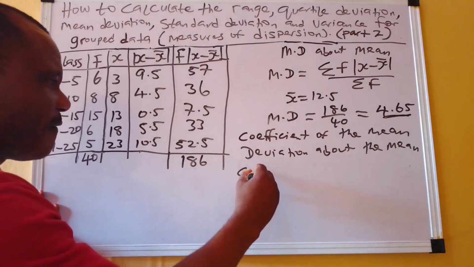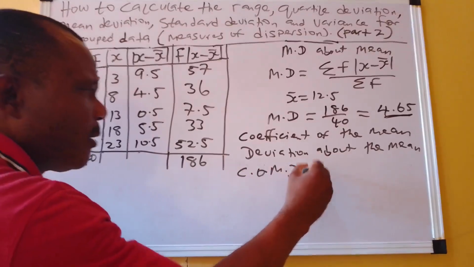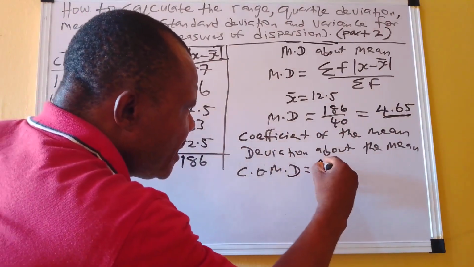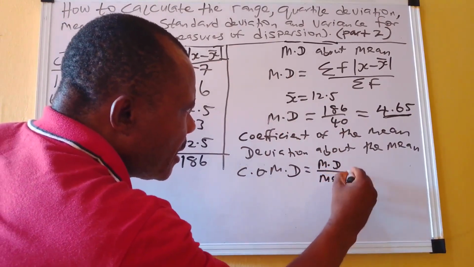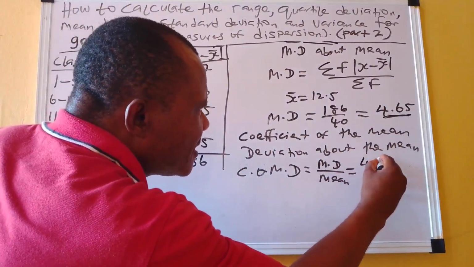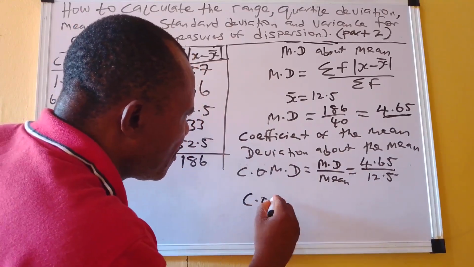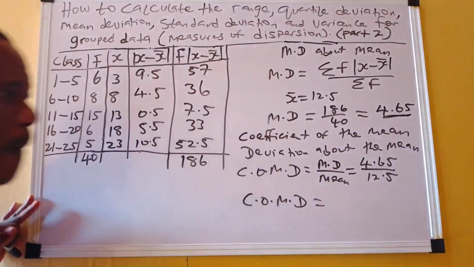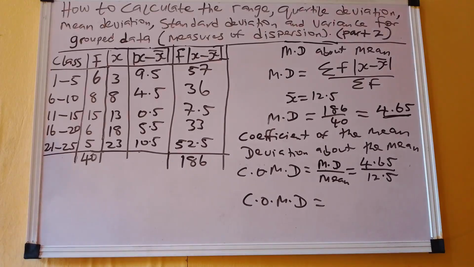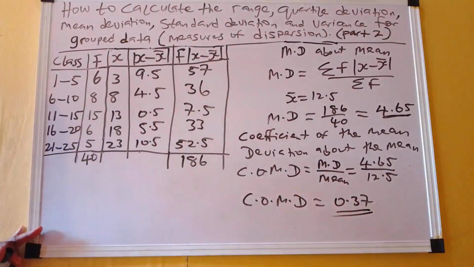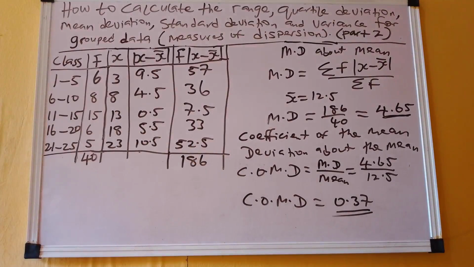So the coefficient of the mean deviation about the mean is given by the mean deviation divided by the mean, because it was calculated from the mean. So it will be the mean deviation MD all over the mean, which is 4.65 all over 12.5. So the coefficient of the mean deviation is equal to 4.65 divided by 12.5, which gives us 0.37 to 2 decimal places.